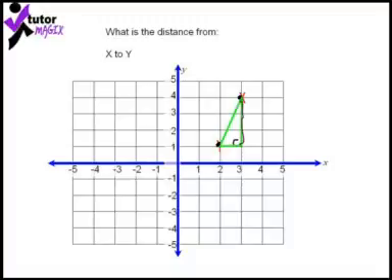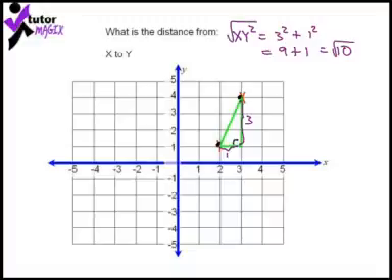We can see that the line there is 3 blocks long, and the line there is 1 block long. So we can say, according to Pythagoras, that XY squared, the length of that side, is equal to 3 squared plus 1 squared. That would give me 9 plus 1 is equal to 10. But we don't want XY squared, we want XY. So we're going to take the square root on both sides, which will give us that XY is equal to square root 10. We don't need to simplify that into a decimal because it is an irrational number. So that then is the length or the distance from X to Y.